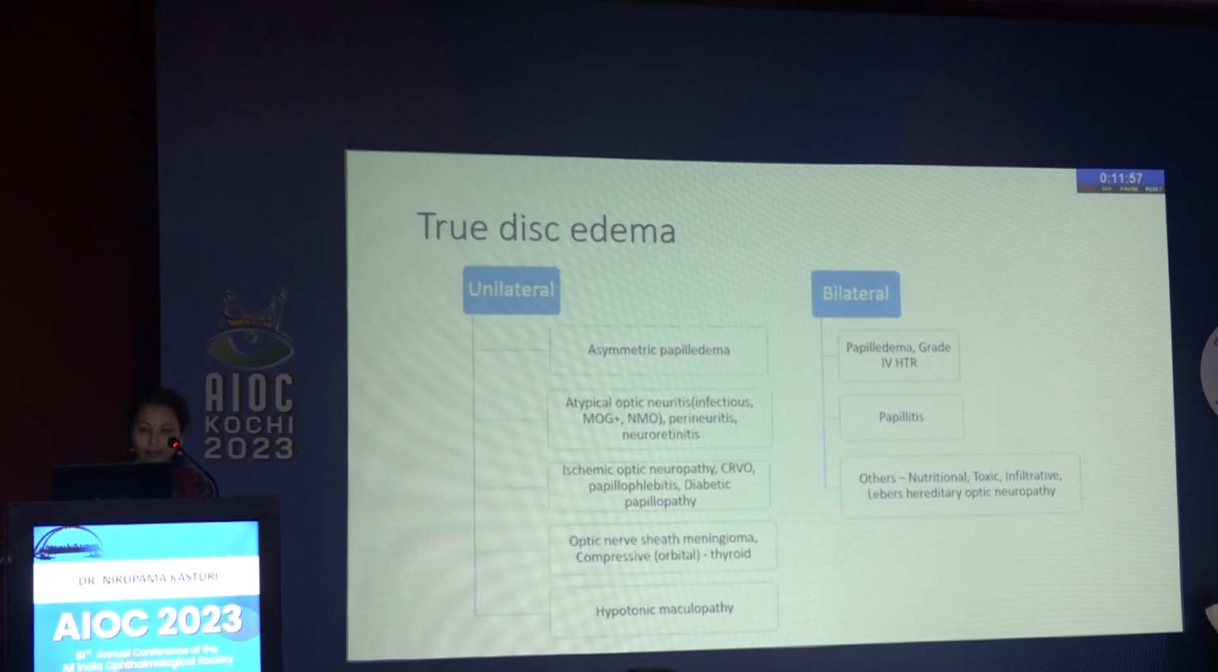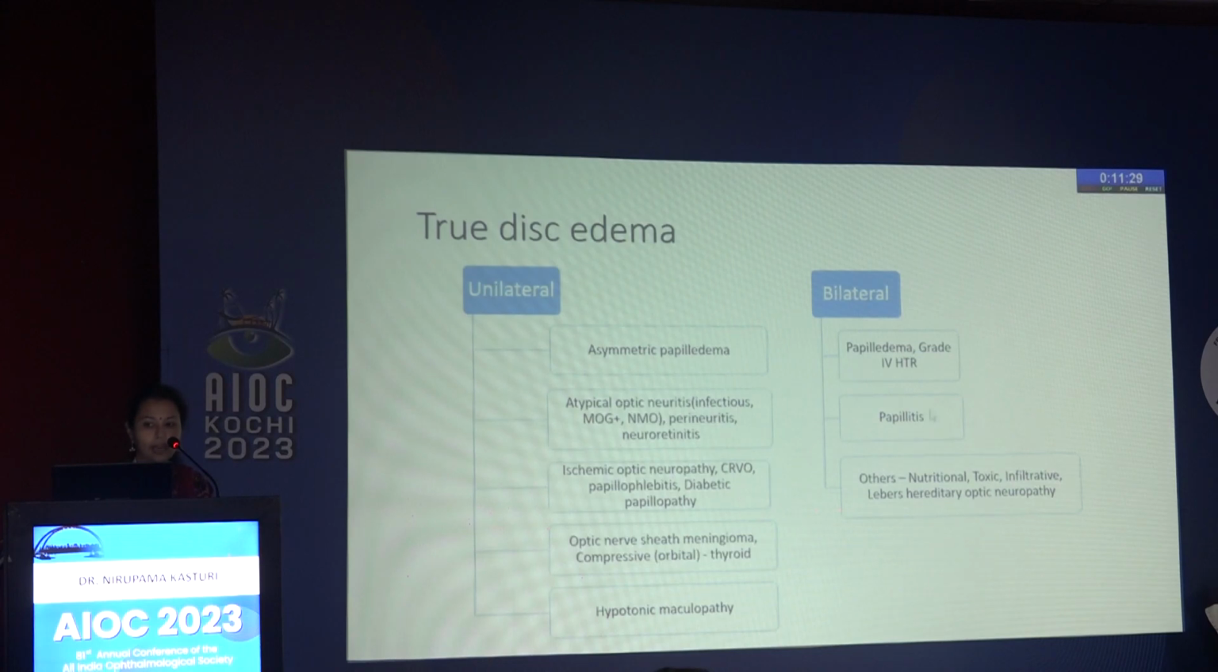Coming to the bilateral etiology, the first and foremost, the most important one is papilledema. It is also important to check the blood pressure of the patient coming with bilateral disc edema, because grade 4 hypertensive retinopathy can give rise to this picture. It's a very simple test which can be performed in the OPD, and immediately you have to refer the patient to the physician, and control of blood pressure is important.